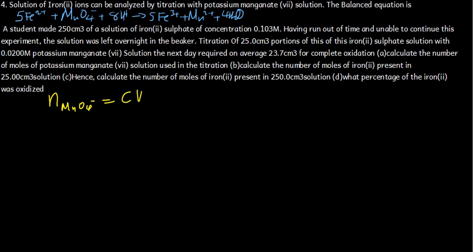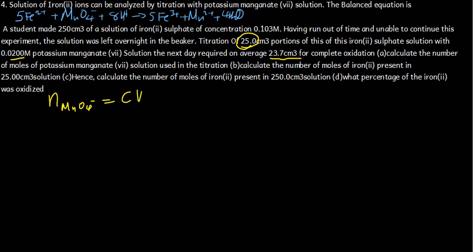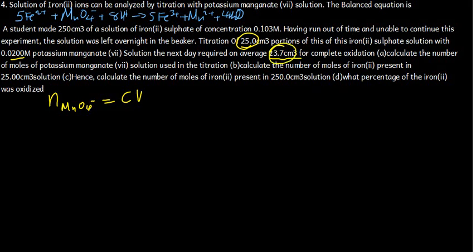Now we've been told from the statement, which is a titration of 25 cubic centimeters of this portion with 0.02 molar potassium manganate, the next day required on average this volume. So this is the volume of potassium manganate of this concentration which we reacted with 25 cubic centimeters of what we've been given. And so to find the number of moles, multiply the concentration, which is 0.02 molar, which is mole per liter, by the volume which we used, which is 23.7.